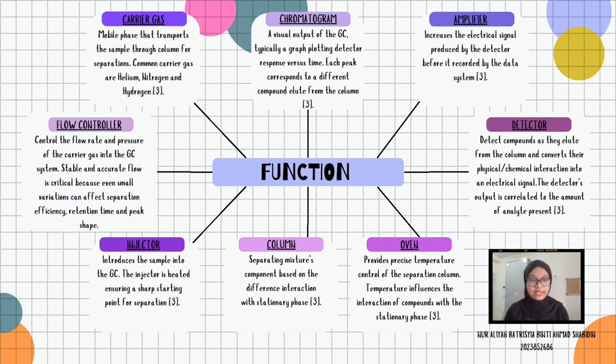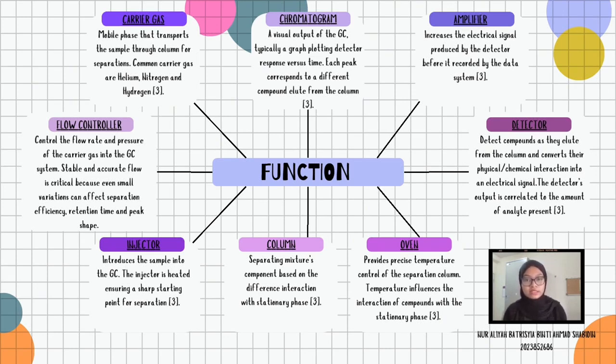The first one is carrier gas, the mobile phase that transports the sample through the column for separation. Common carrier gases are helium, nitrogen, and hydrogen. The second one is a flow controller. It controls the flow rate and pressure of the carrier gas into the GC system. Stable and accurate flow is critical because even a small variation can affect separation efficiency, retention time, and peak shape.